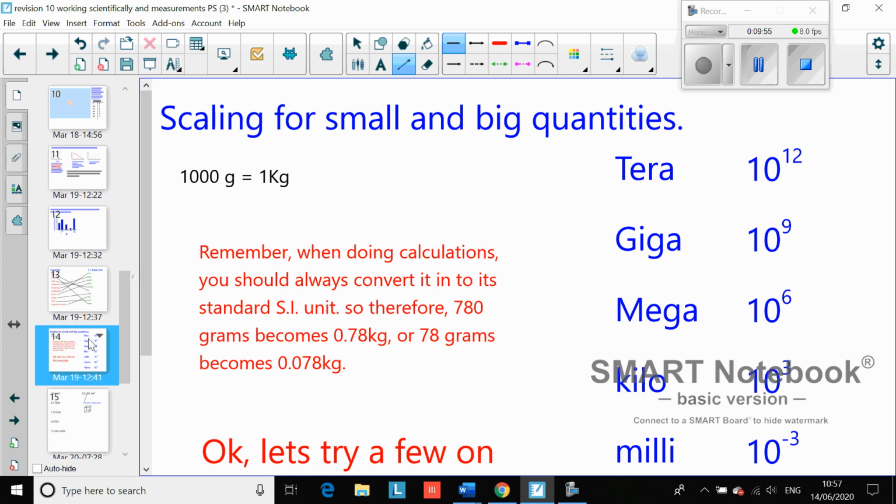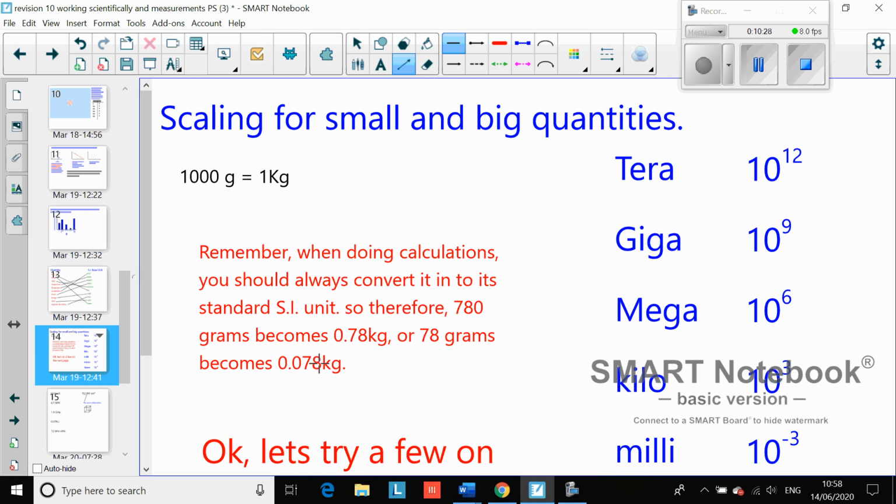So let's try a couple of examples here. When doing calculations, you should always convert it to its standard unit. So therefore, 780 grams becomes 0.78 kilograms. Okay, now, so if we had 78 grams, that would be 0.078 kilograms.